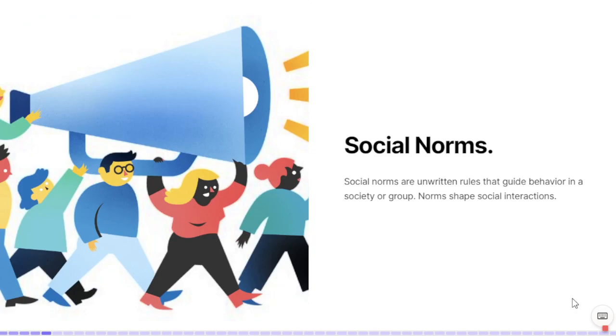For social norms, these are unwritten rules or expectations within a society or group which guide our behavior. These norms define what is acceptable and unacceptable, and also shape the foundation of our social interactions.